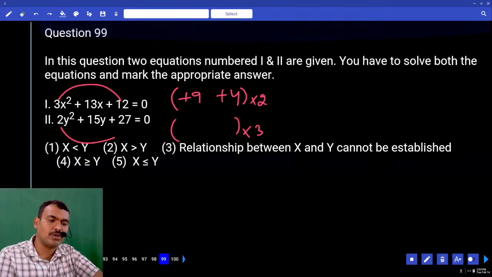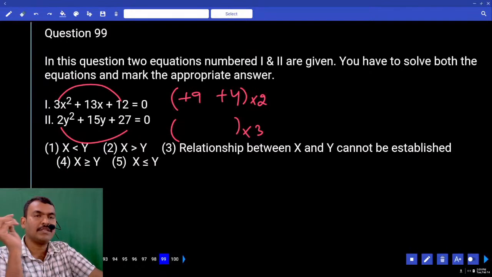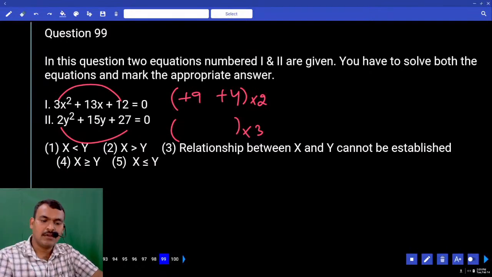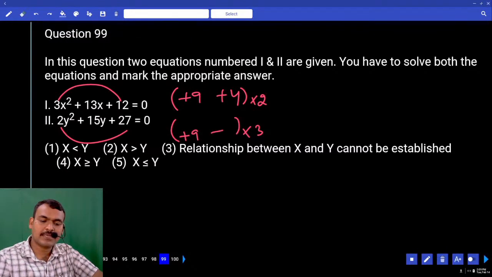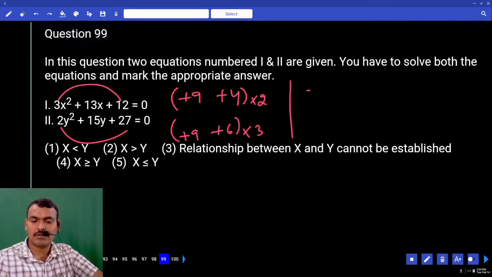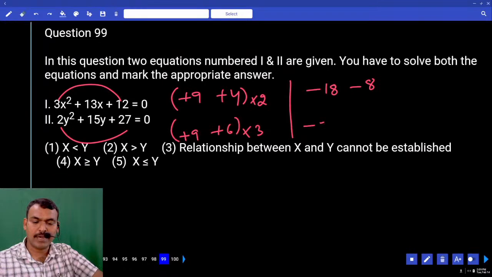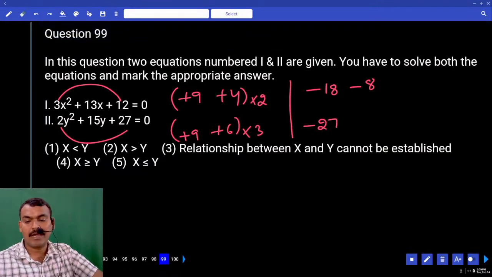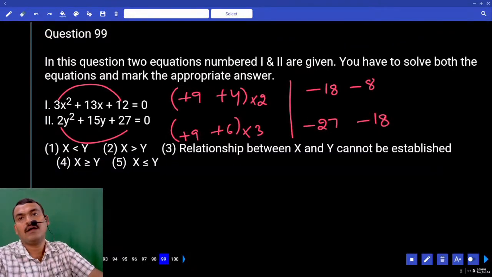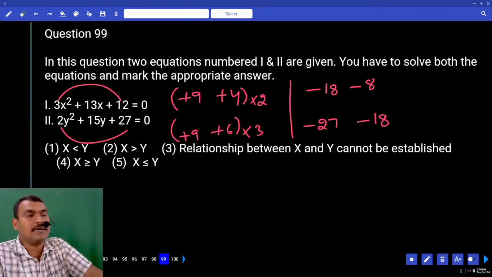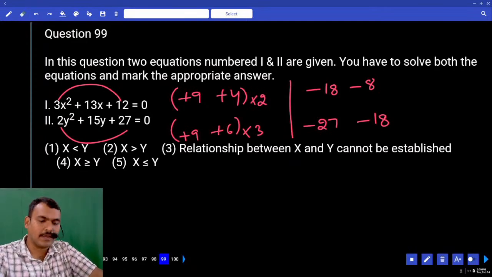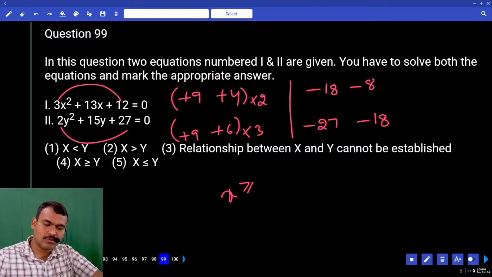Second one, 2 into 27, 54, means 9 into 6, plus 9 plus 6, or not? What are the x final roots? Minus 18, minus 8. Y final roots? Minus 27, minus 18, or not. Answer: x is greater than or equal to y.